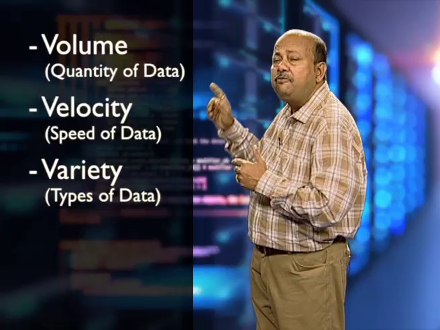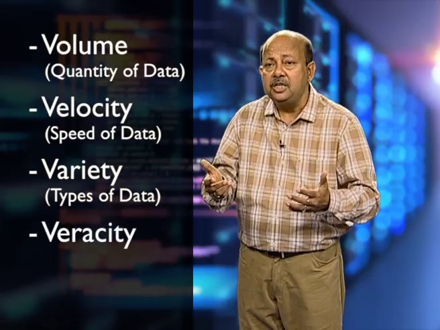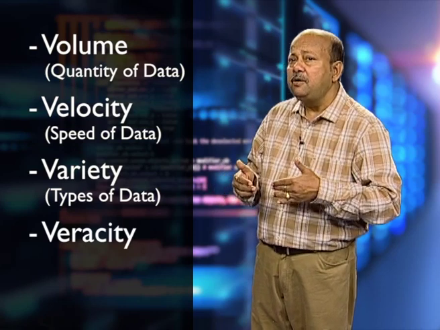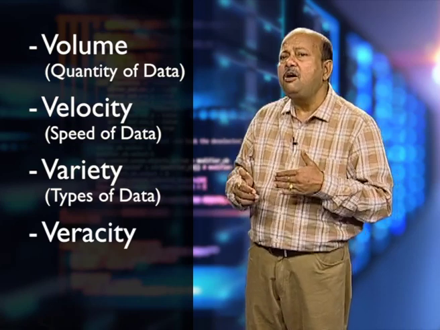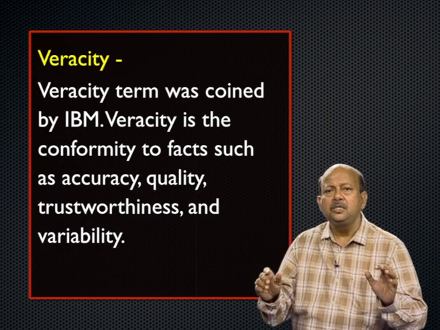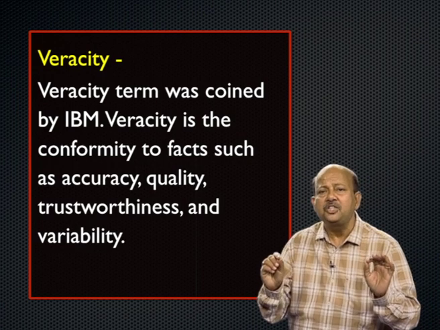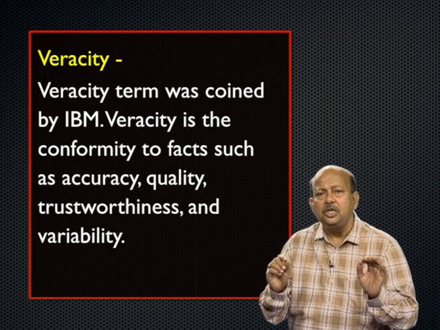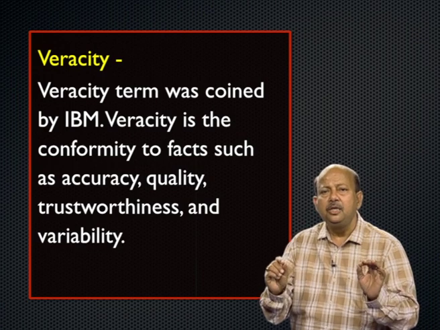The main features of big data are volume, velocity, variety and veracity. I have already explained volume, velocity, variety. Let us understand the meaning of veracity. The word veracity was coined by IBM and it is conformity to the facts, such as accuracy, quality, trustworthiness and variability. So these are the characteristics of big data, and big data is nowadays everywhere, it is the recent revolution.